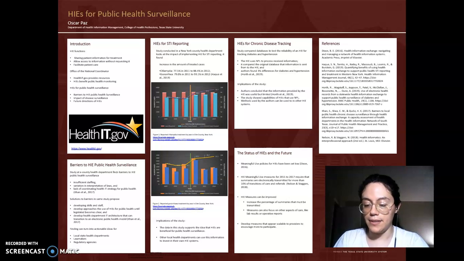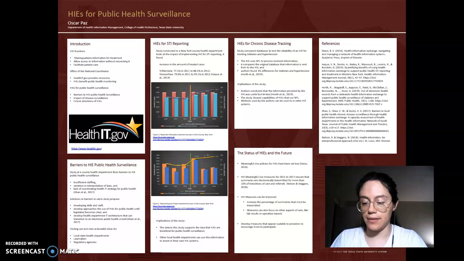One way would be to increase the percentage of summaries that must be transmitted, to have providers make more use of the HIE systems they already have. Another way would be to implement measures that focus on other aspects of care such as lab results or post-operative visits.